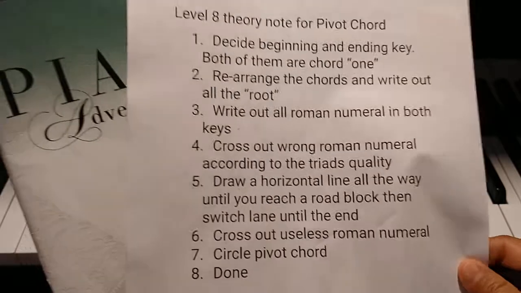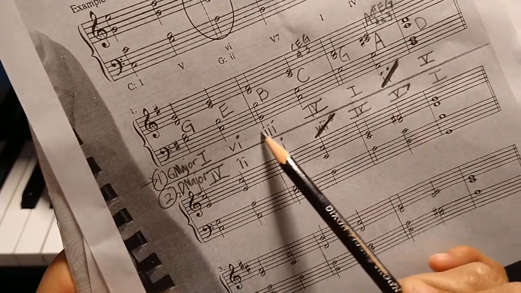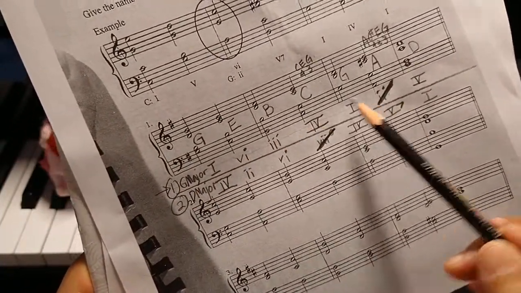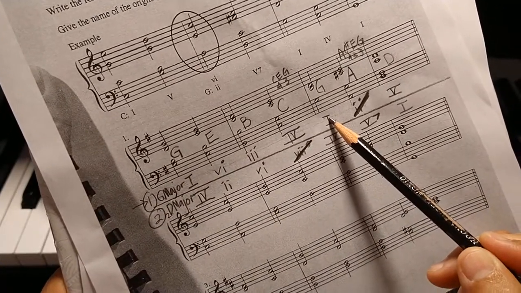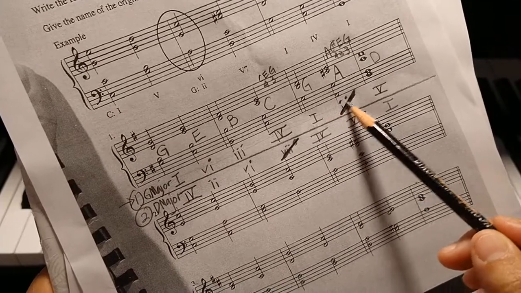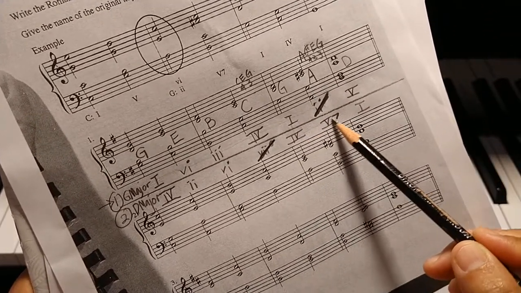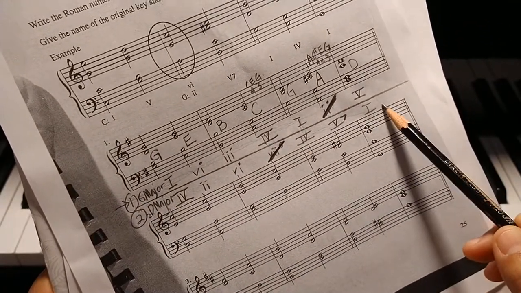Now, number 5, draw a horizontal line all the way until you reach a roadblock, then switch lane until the end. You're going to draw a very tiny fine line. Start from here. This is your roadblock. You can't go anymore. Pretend you are a car, driving on this lane. You cannot go like that. You have to stop here, switch lane, and then continue. So this is what you want to have.